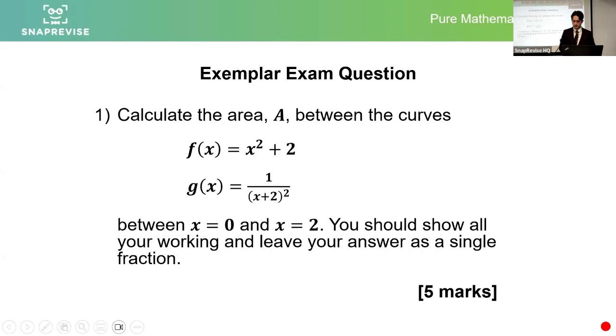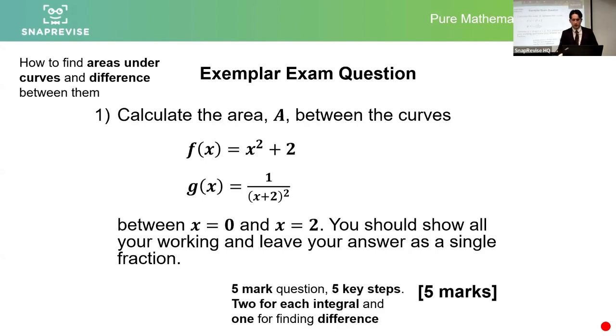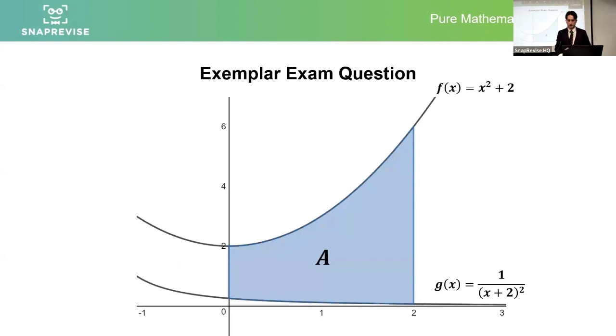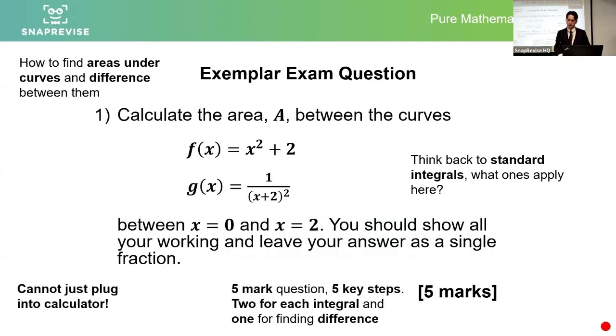So let's have a little look. 5 marks. So there's quite a lot going on here. 5 key steps, probably 2 for each integral and 1 mark for putting it all together. Can't just plug it into a calculator. There's your graph. Are you given a picture of the graph? I think you are. So I'm going to give you 2 minutes to try it, and then I'll maybe just try and start integrating it, and then I'll catch up with you and see how we're getting on.